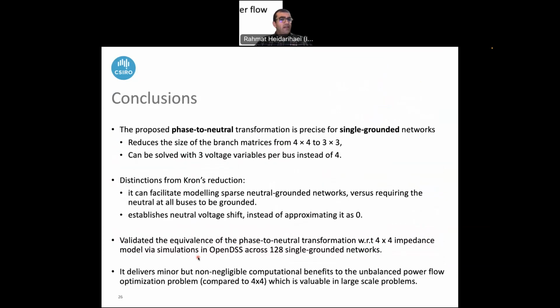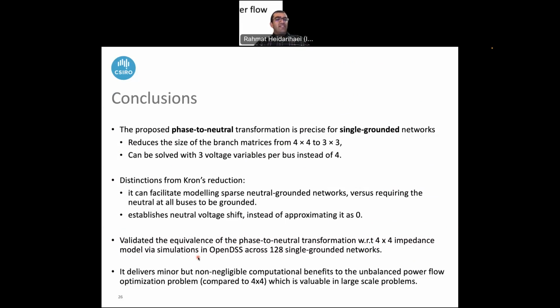So in conclusion, the proposed phase to neutral transformation is precise for single grounded networks and reduces the size of the branch matrices from 4x4 to 3x3. And the optimization can be solved with 3 voltage variables per bus rather than 4 variables per bus.